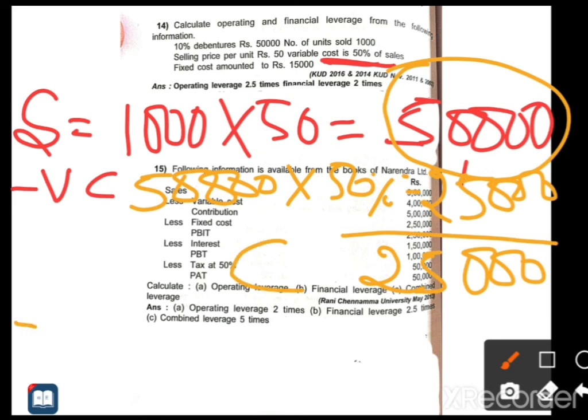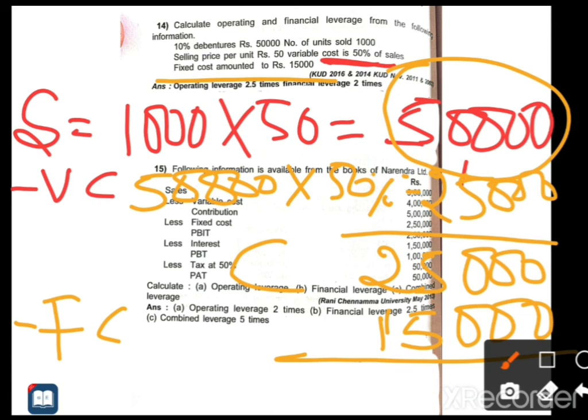Next, less fixed cost. The fixed cost is given in the problem as rupees 15,000. So directly we minus 15,000. Next, 25,000 minus 15,000 gives 10,000, which is the EBIT. It's very clear. So we got EBIT as 10,000 and contribution as 25,000.